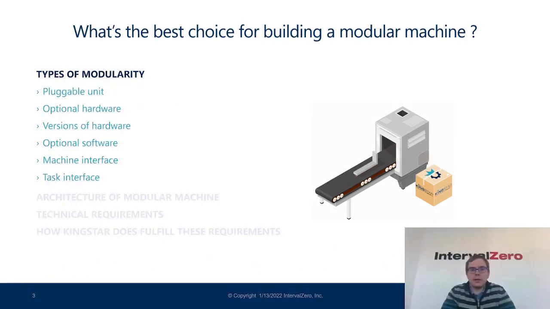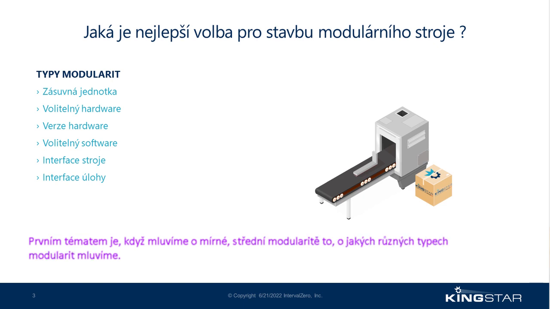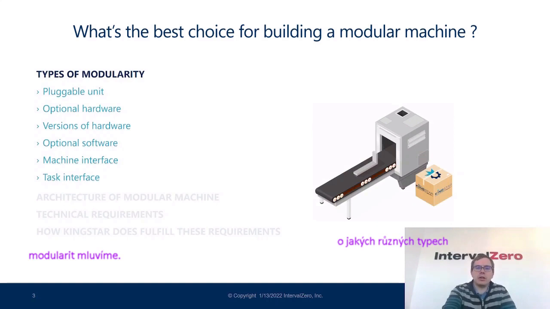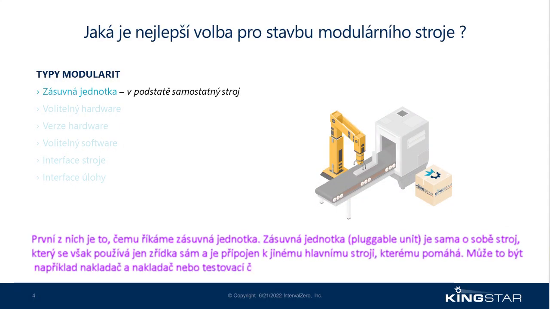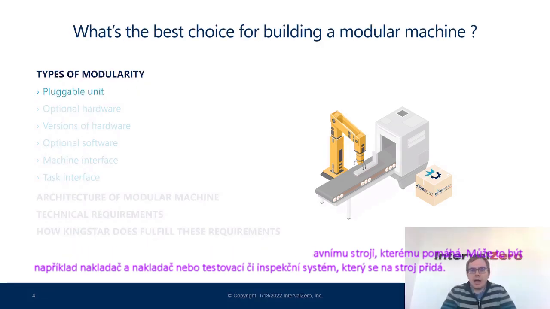So the first topic is, when we're talking about modularity, what are the different types of modularity we're talking about? The first one is what we call a pluggable unit. A pluggable unit is in itself a machine, but that is rarely used standalone. It is connected to another main machine and it helps it. For example, it can be a loader-unloader system, or it can be a testing or an inspection system that you add on a machine.